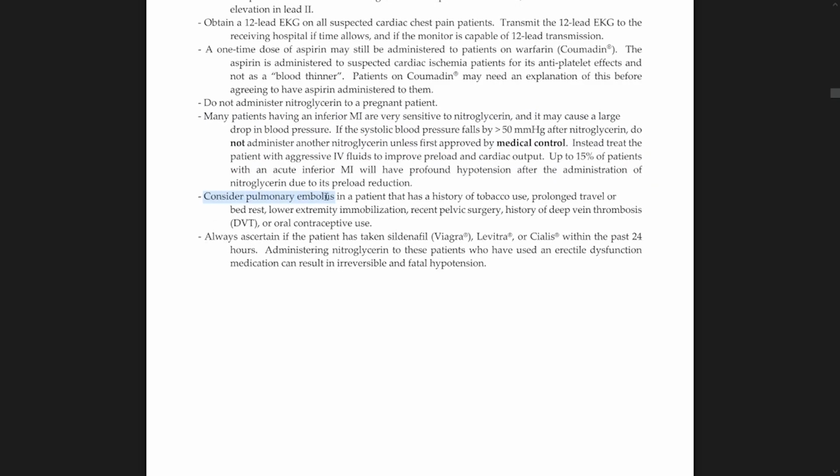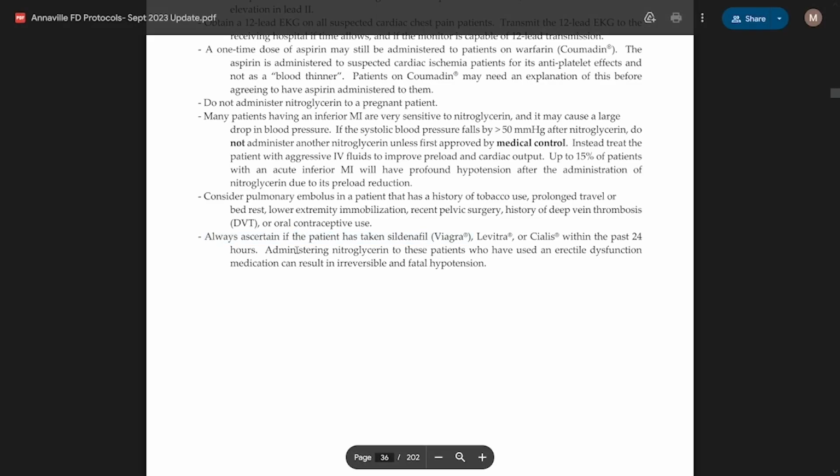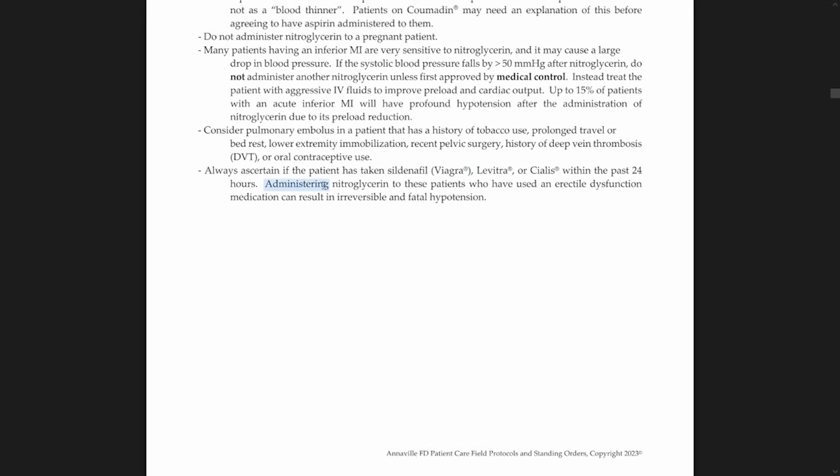Consider pulmonary embolus in a patient that has a history of tobacco use, prolonged travel or bed rest, lower extremity immobilization, recent pelvic surgery, history of deep vein thrombosis, or oral contraceptive use. Always ascertain if the patient has taken any erectile dysfunction medications within the last 24 hours, because administering nitroglycerin to patients who have used them can cause irreversible and fatal hypotension.